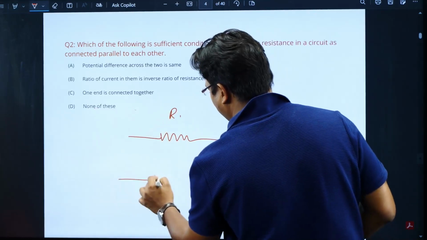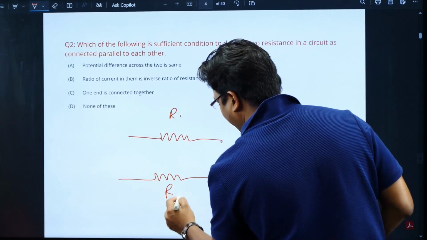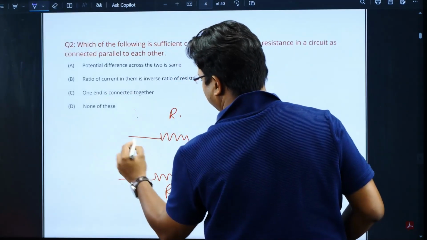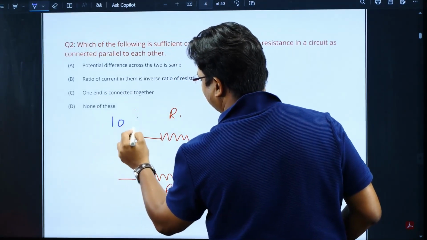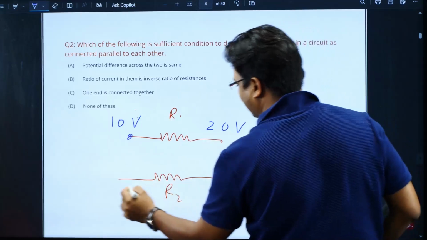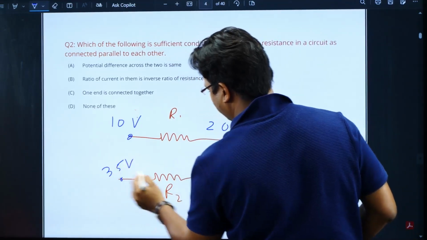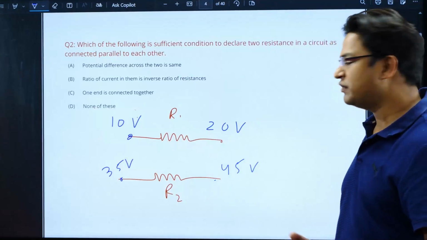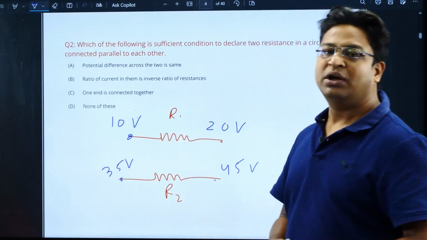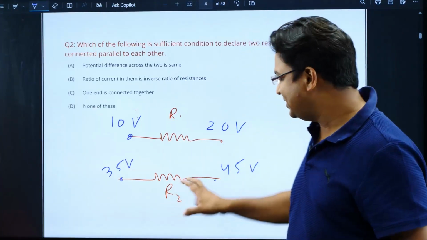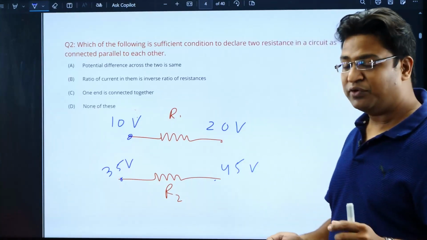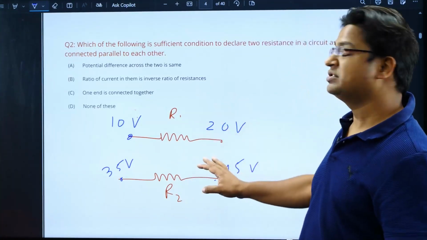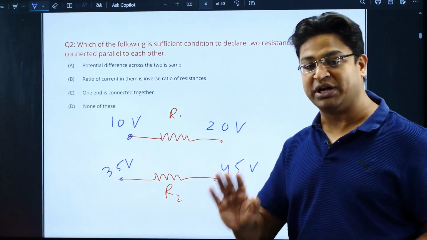let's say the potential at this end is 10 volt, and the potential here is 20 volt, and let's say the potential here is 35 volt and the potential here is 45 volt. So the difference is same. The difference of potential is 10 volt here, 10 volt here. Some of you might say that they are connected parallelly because some of you have been taught to just check the potential difference, but guys, no. If the situation is this, we do not call the resistances to be connected in parallel.